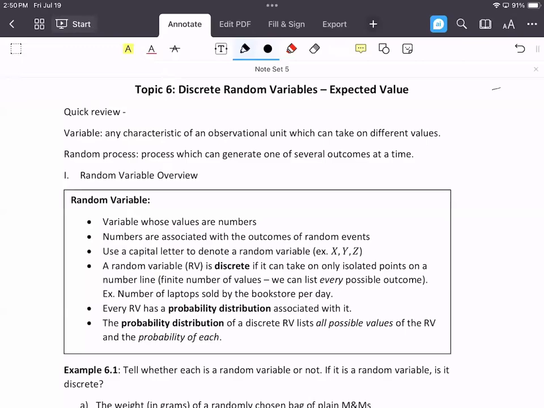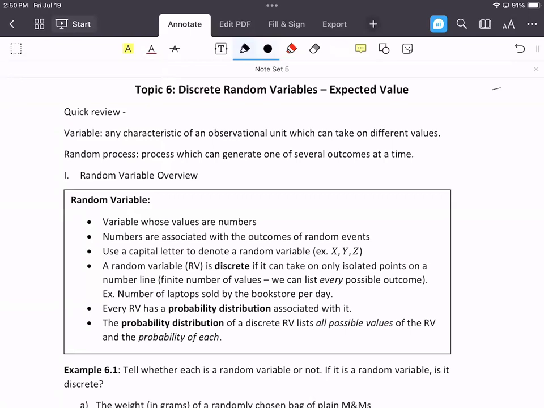Discrete random variables. Let's start with a quick review. First of all, a variable is any characteristic of an observational unit which can take on different values. In other words, it can vary. A random process is a process which can generate one of several outcomes at a time. So that's just from back in the last couple note sets, but let's talk specifically about random variables.